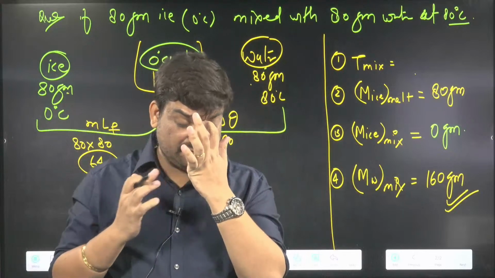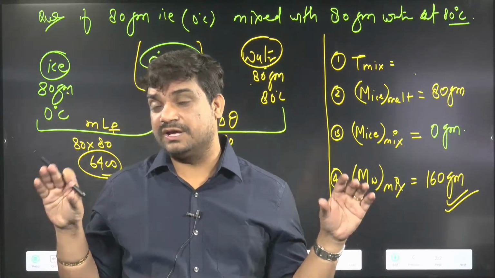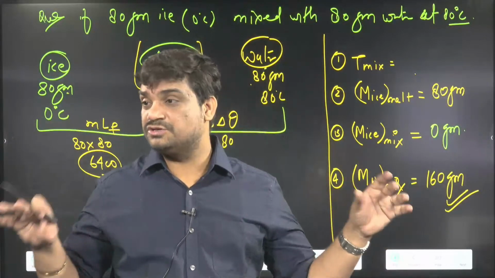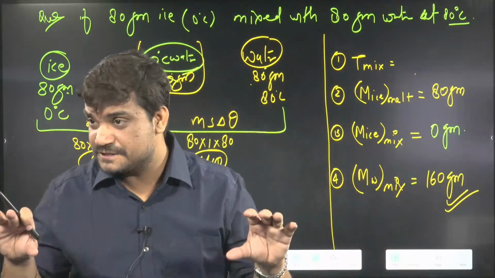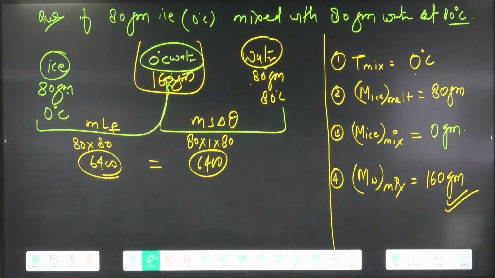Whenever you get both side energy the same, your equilibrium will not move. The temperature of the mixture is going to be 0 degree Celsius. So whenever both side energies are the same, the temperature of the mixture will be, all the time, 0 degree Celsius.